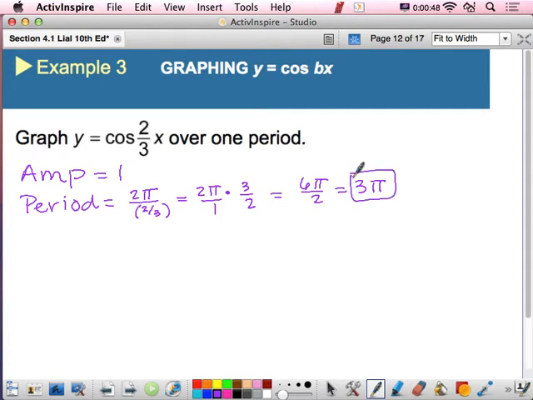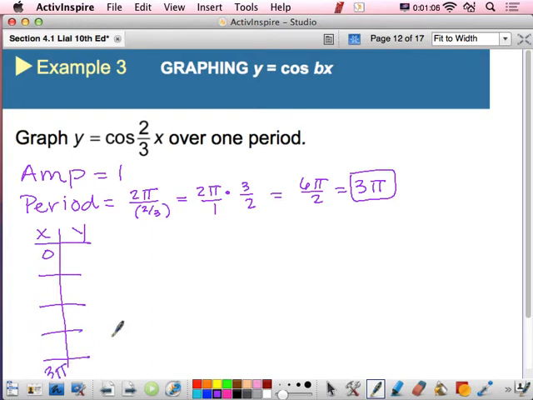So that's going to affect the x or y values of our table. The x values. Yeah, the b value affects the x values of your table. So we'll make a table, starting at 0 on the x's, skipping 3 spots, and landing on 3 pi.